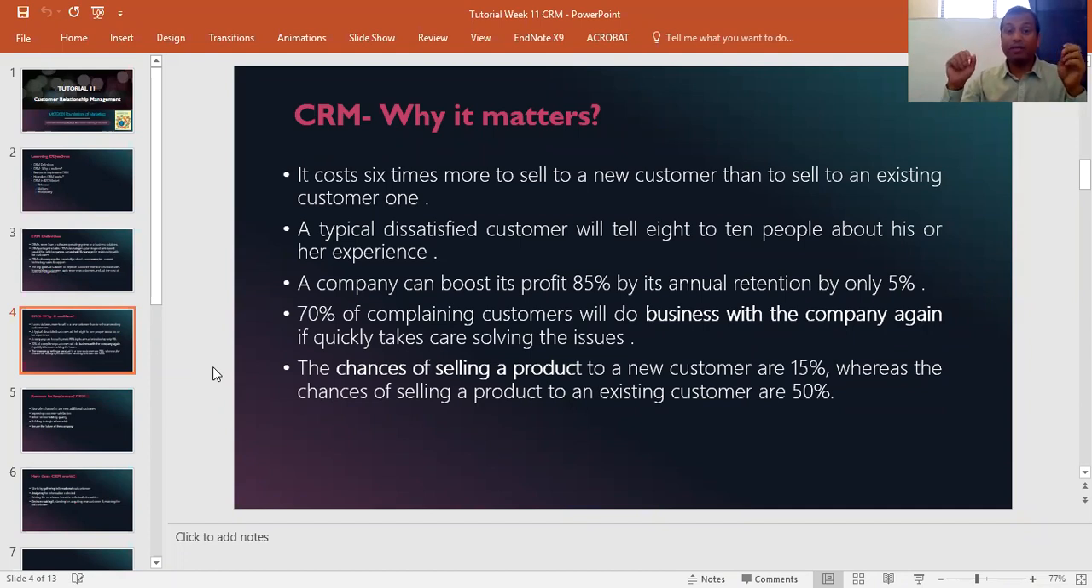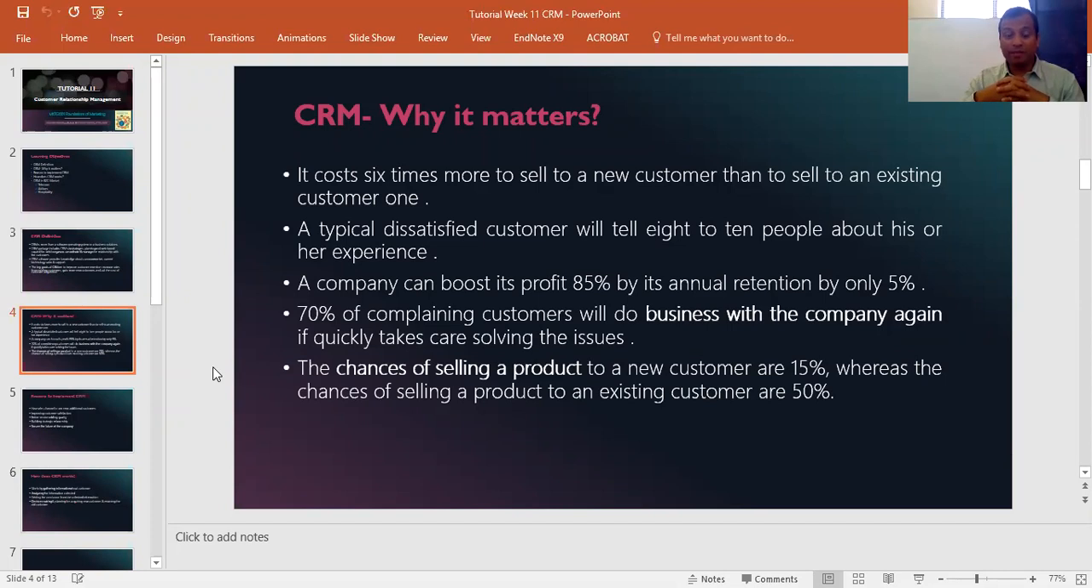The fourth important point is that 70% of complaining customers will do business with the company again if it quickly takes care of solving the issues. You might have noticed some customers who make things more complicated, with irritating behavior. But still, research says that 70% of these complaining customers will do business with the company again. They will purchase your products and services again and again if somebody in customer service quickly resolves the issues they are facing.